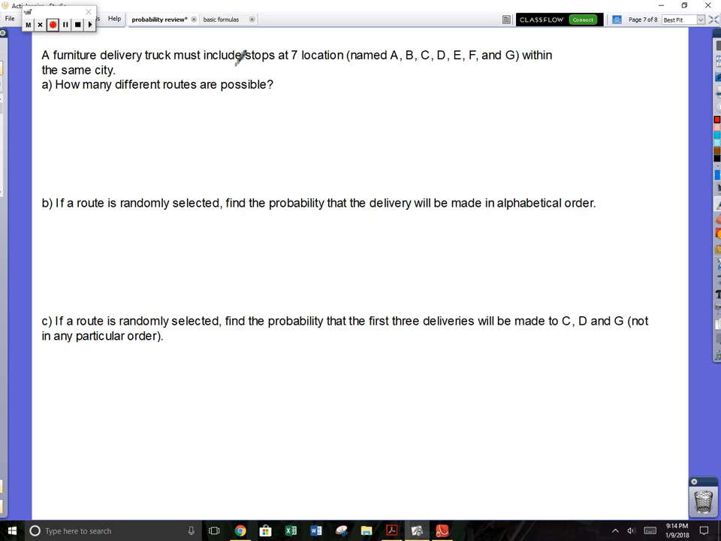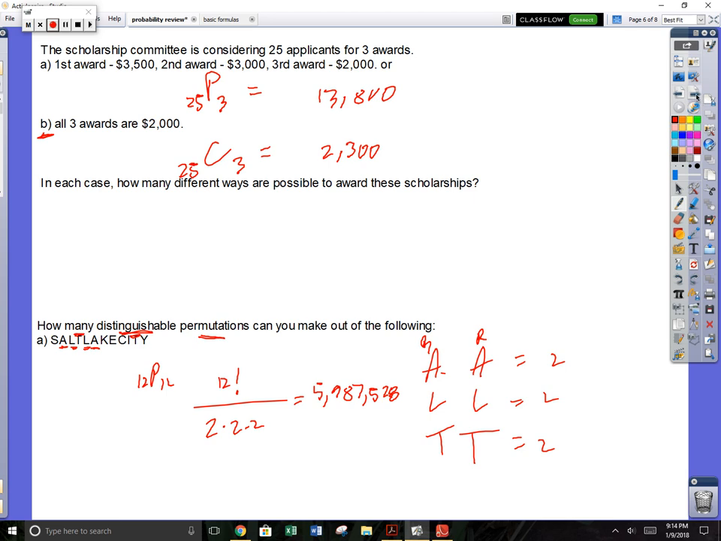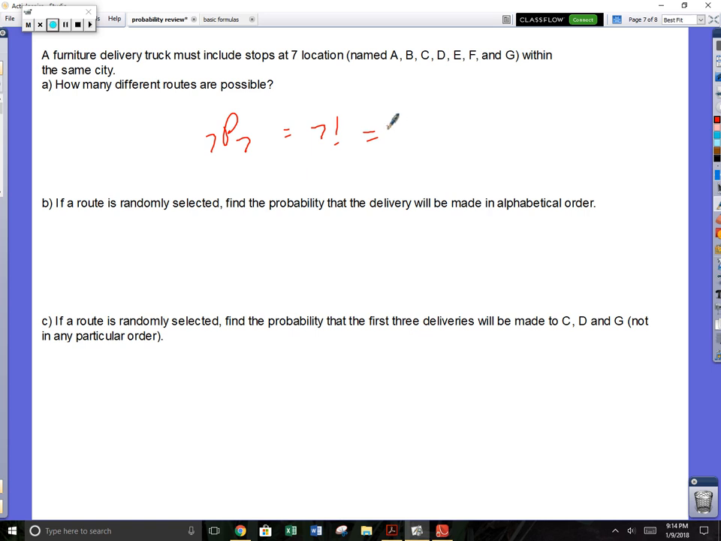Alright, so a furniture delivery truck must include stops at 7 locations, A, B, C, D, F, and G, within the same city. How many different routes are possible? So I got 7 to choose from, and I want all 7. That's the same thing as 7 factorial, which is... I missed the question. Okay. That is 5,040 different routes.